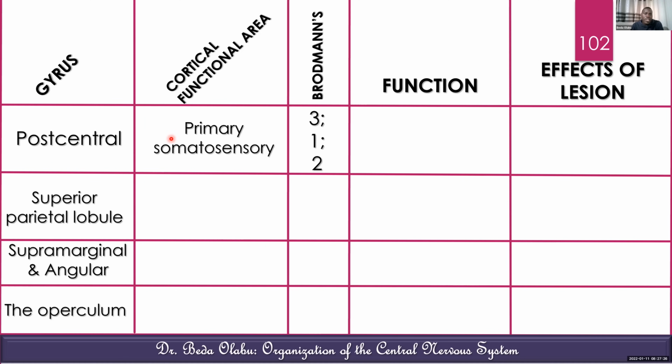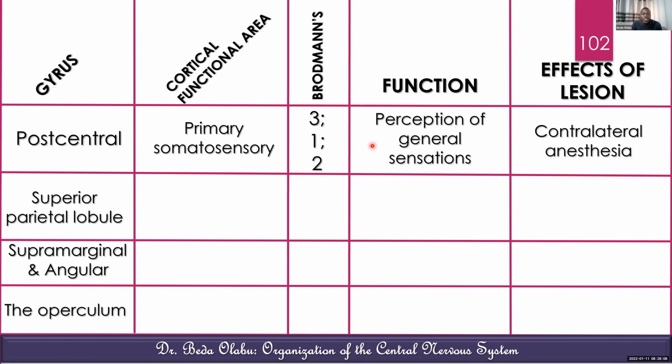So the post-central gyrus houses a region that we call the primary somatosensory cortex. This is area number 3, 1, and 2. The primary somatosensory cortex is responsible for perception of general sensations. So this is where things like pain, temperature, pressure, vibration, proprioception are perceived. Therefore, if you injure such a region, then you lose the perception of sensation.